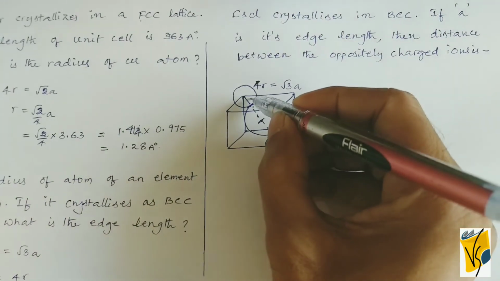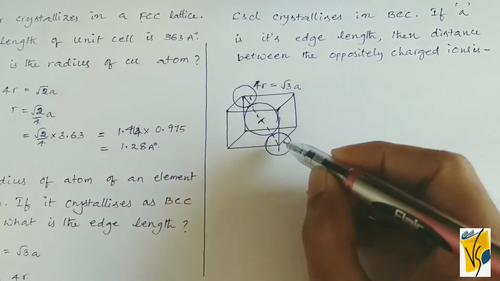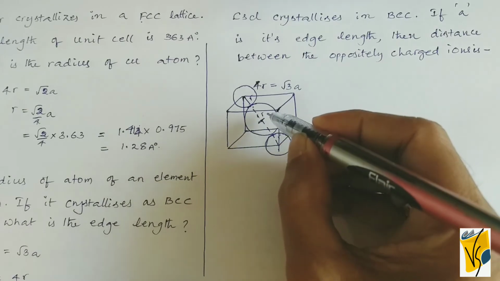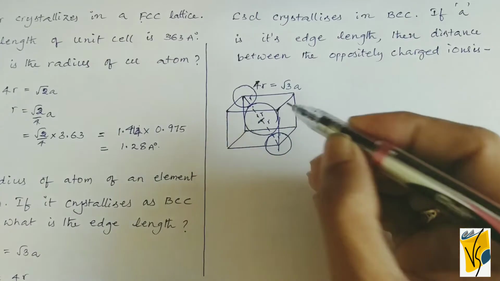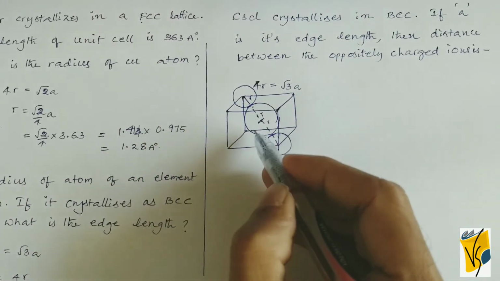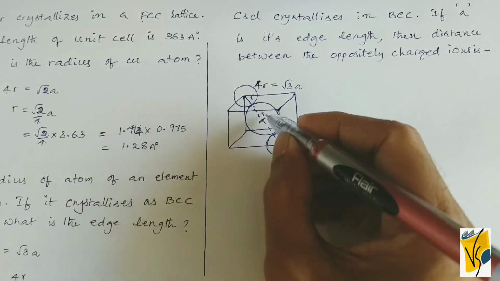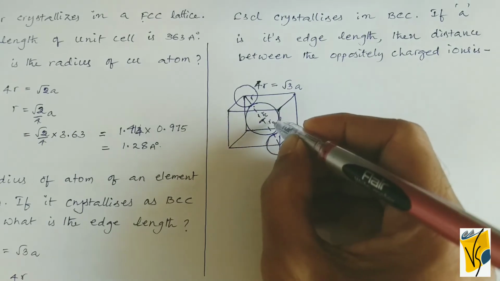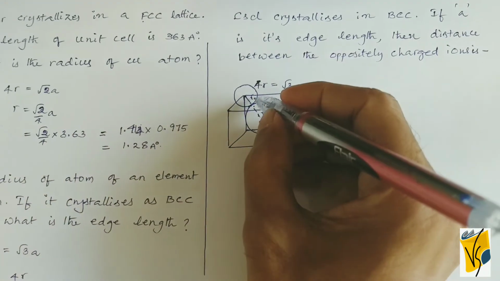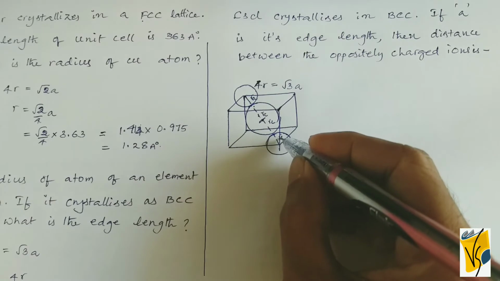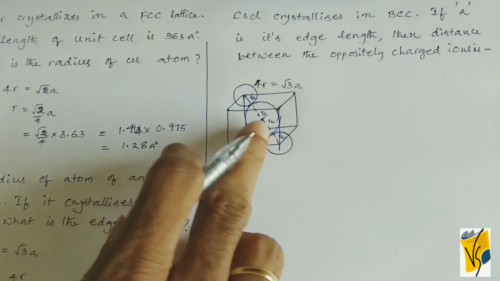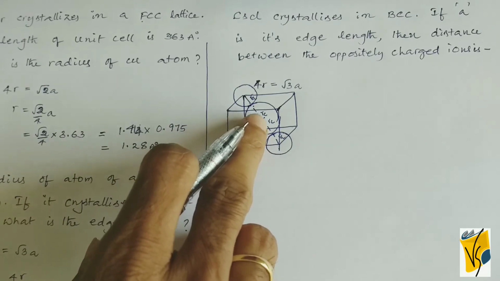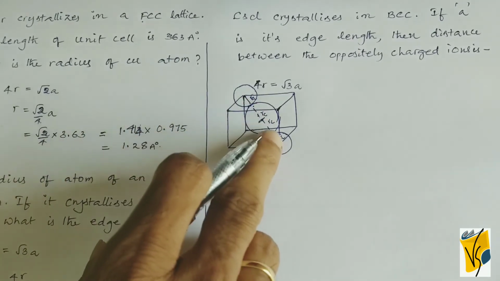Okay, there are 4 radii. This is one radius, this is one radius, and 2 radii of this ion will be involved. Okay, so let us consider this as cation, right? So these are anions. So how many radii will be there? 4 radii will be there: 2 radii of cation and 2 radii of anion.